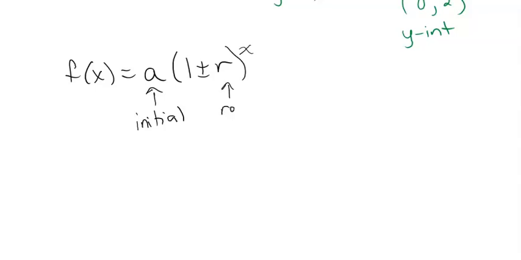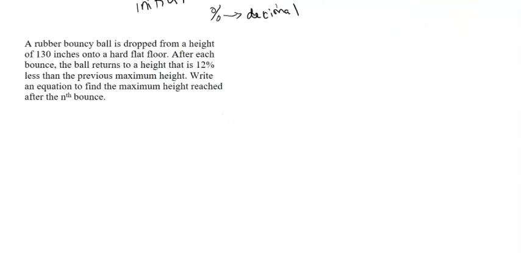R is the rate of increase or decrease. Remember that the rate is given as a percent, and it needs to be changed from a percent into a decimal by dividing by 100. So remember to do that before you plug something in. And then what x represents changes from problem to problem. It might be the number of years, it might be the number of bounces. You've got to read each question carefully and see what you're looking for.